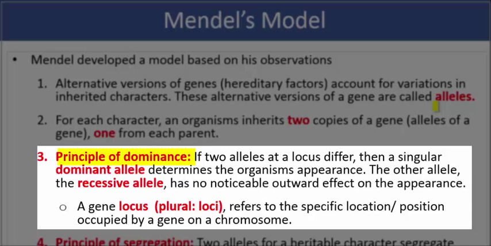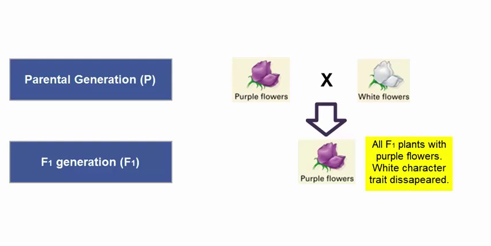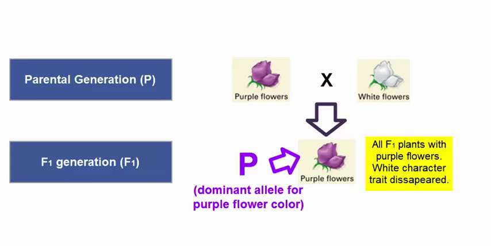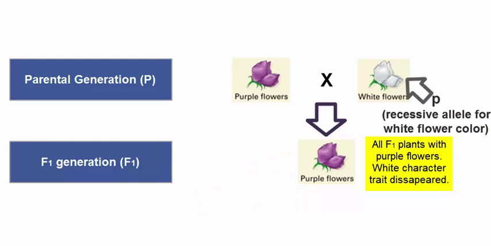So the principle of dominance is basically explaining what we observed in the F1 generation. Remember, in the F1 generation, all the white flowers disappeared. The first filial generation had absolutely no white flowers. So the allele that's responsible for purple color is clearly dominant over whatever allele is responsible for white color, and that's what we are calling the principle of dominance.